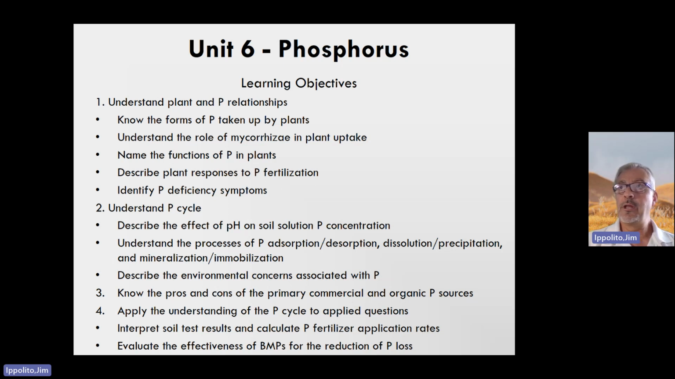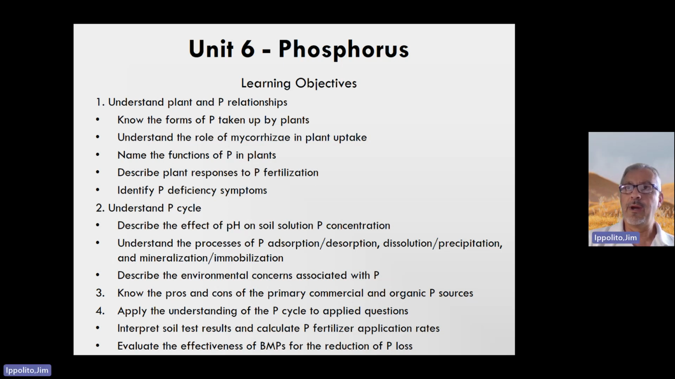So with that said, the learning objectives for Unit 6 are fourfold with sub-objectives underneath the four main. The first main objective is to simply understand plant and phosphorus relationships. And to understand those relationships, you need to know the forms of phosphorus that are taken up by plants. You should be able to understand the role of mycorrhizae in plant uptake, specifically arbuscular mycorrhizae. Should be able to name the functions of phosphorus in plants. Why is phosphorus important? Why is it a necessary nutrient for plant growth?